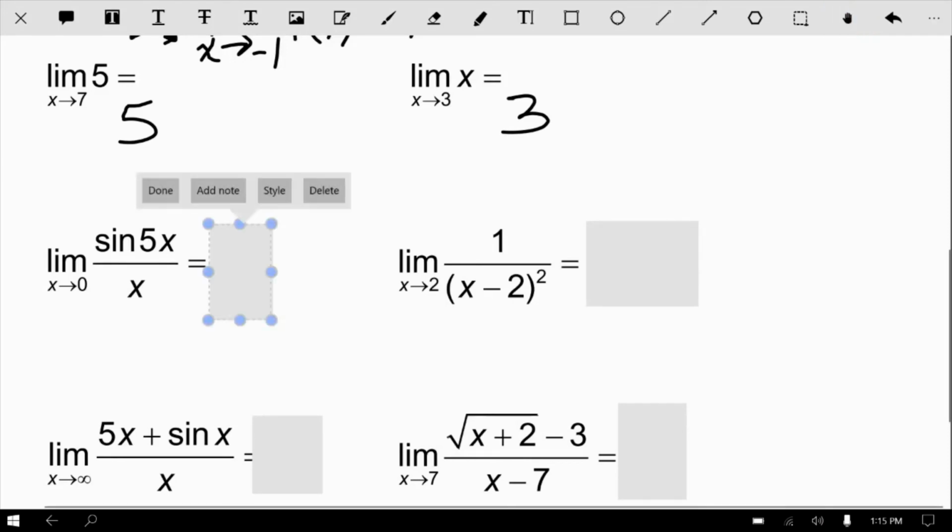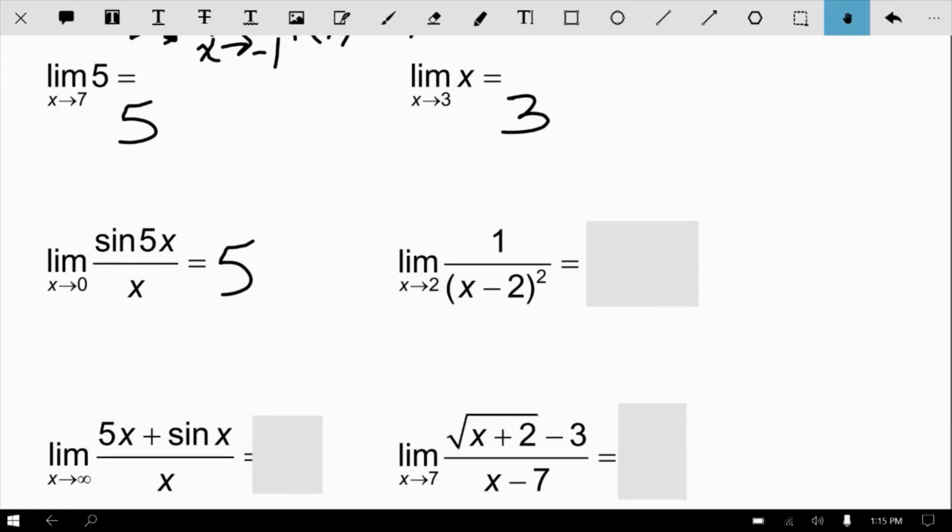This next one's a little trickier. You should have gotten a value of 5. You probably didn't know how to solve this one. And what you can do in a situation like this is graph it, and you would see that the function value is approaching 5.